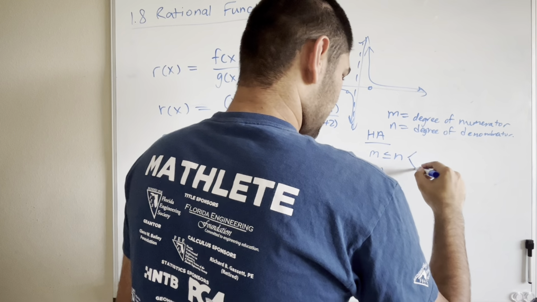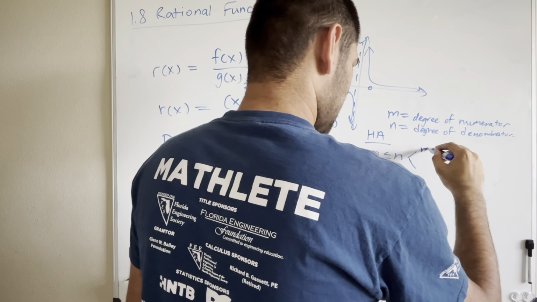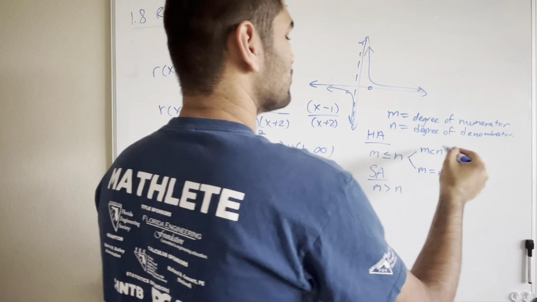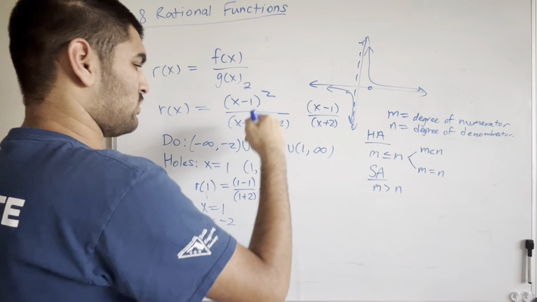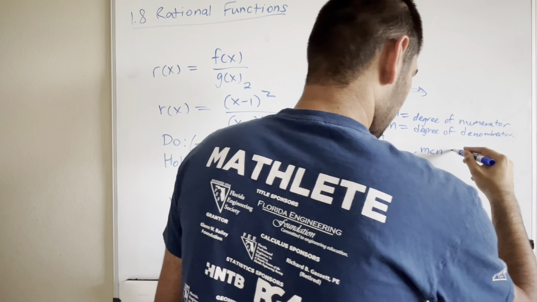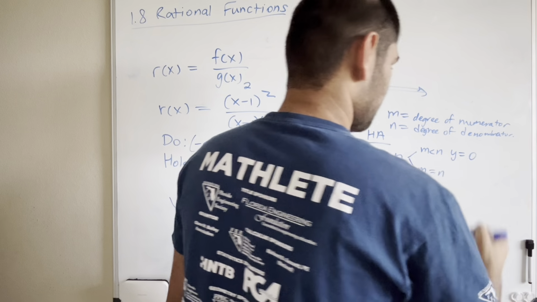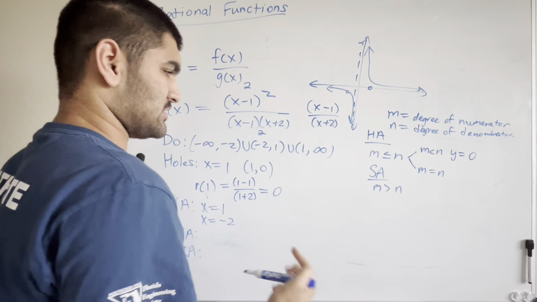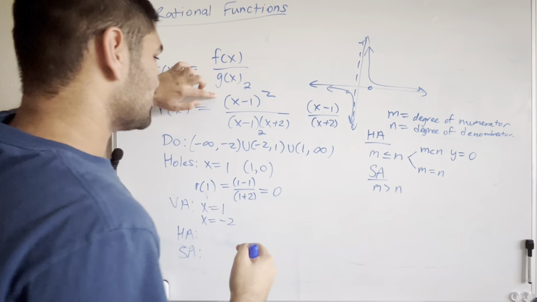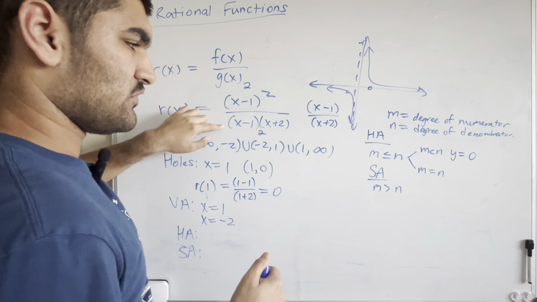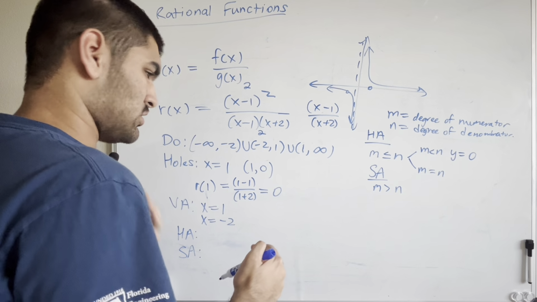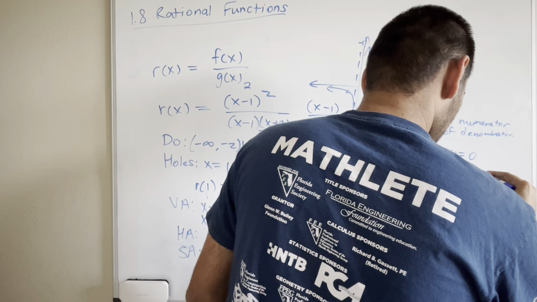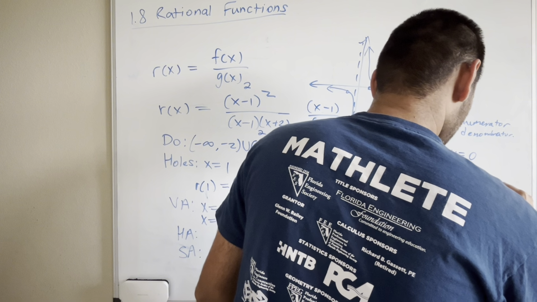So we can actually break this down into two more subcases, which is just m is strictly less than n, or m is equal to n, right? So if m is strictly less than n, meaning like if, let's say this was 1 and this was 2, then your horizontal asymptote is always going to be y equals 0, all right? But if m is equal to n, which in our case it is, you just have to take the leading coefficient of the numerator divided by the leading coefficient of the denominator, and then that is your horizontal asymptote. So I'll say leading coefficient of the top over leading coefficient of the bottom, y equals.